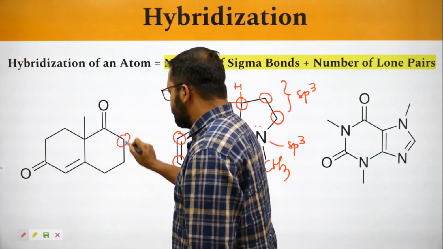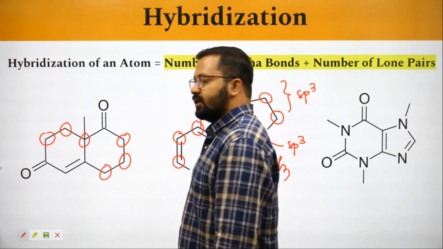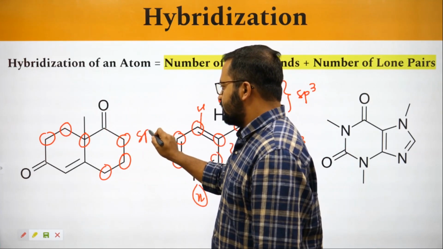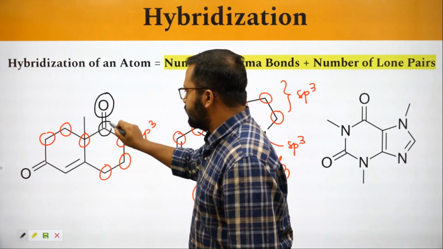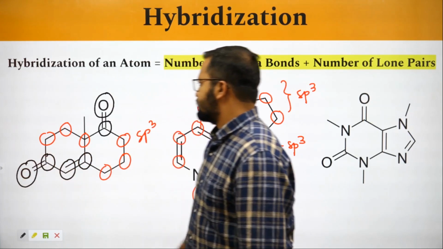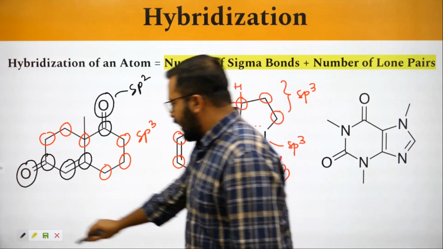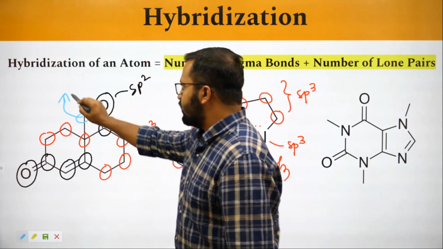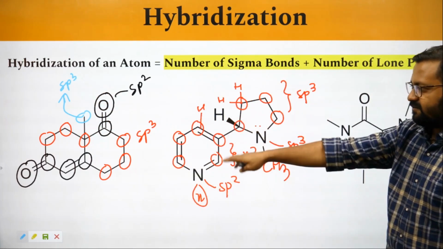So 1 2 3 4 5 6, okay, 6 atoms which are sp3. 1 2 3 4 5 6, the ones which we have circled in black, all of these will be sp2, and this one is a CH3 unit which is also sp3. It's very easy, you can calculate and identify it.